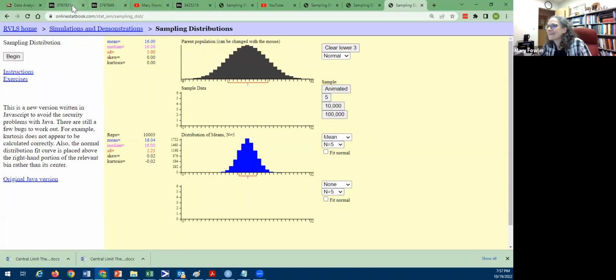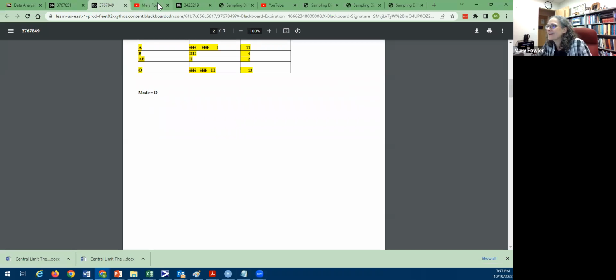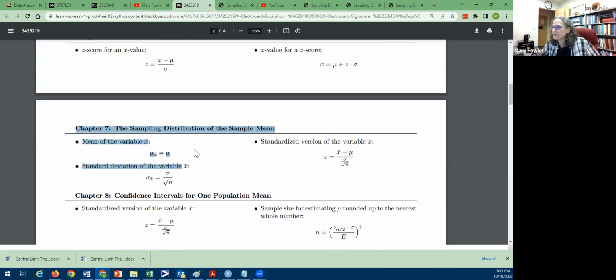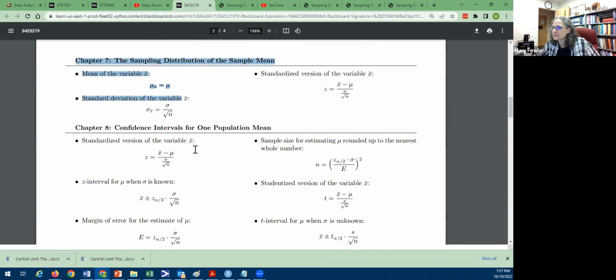All right, the formula card. Okay, so over here is chapter 7. This is the first page, and the top of the second page is the chapter 7 formulas. Notice what we have. Mu sub x bar, the mean of that small distribution in blue, that's the mean of the distribution of x bar, is equal to mu, the mean of the parent, right? So we saw that with the distributions lining up on top of each other. And the standard deviation of the variable x bar, sigma sub x bar, is sigma over the square root of n.